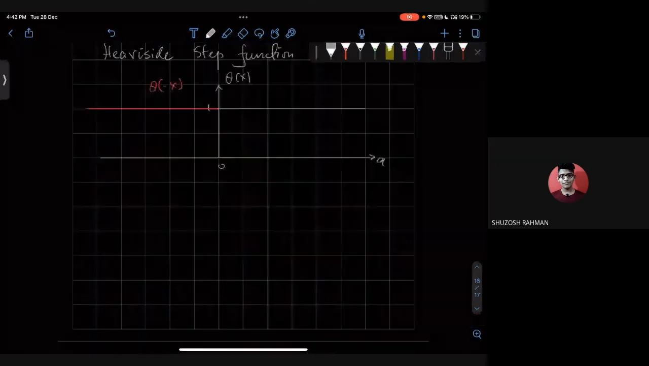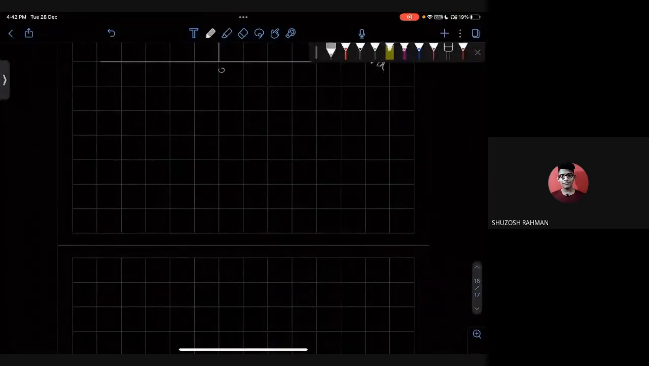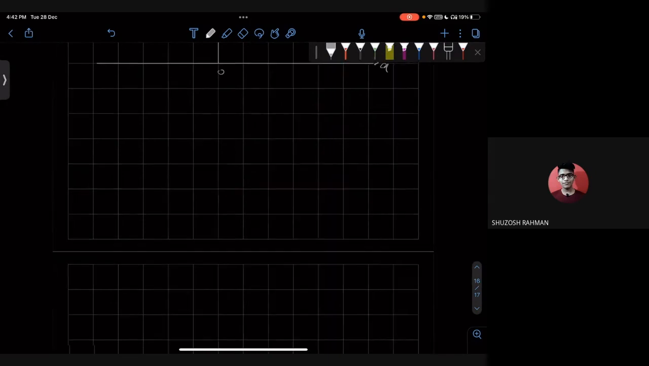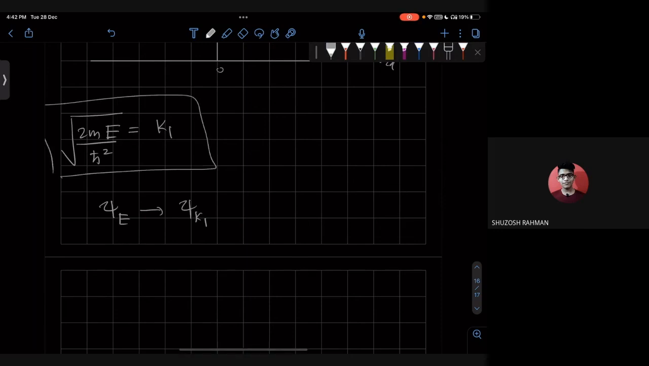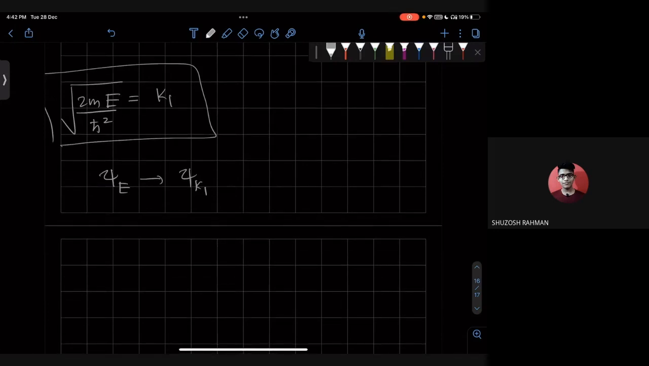Okay, so let's explicitly write this. One thing we can do is that we know that the square root of 2mE over h bar squared is equal to k1. So we can replace E by k1, and so psi of E can be replaced by psi of k1, because we can always use this formula to go from one to the other. And then we have psi of k1, which is a function of x. So this is the energy eigenstate. I'm factoring out the a.